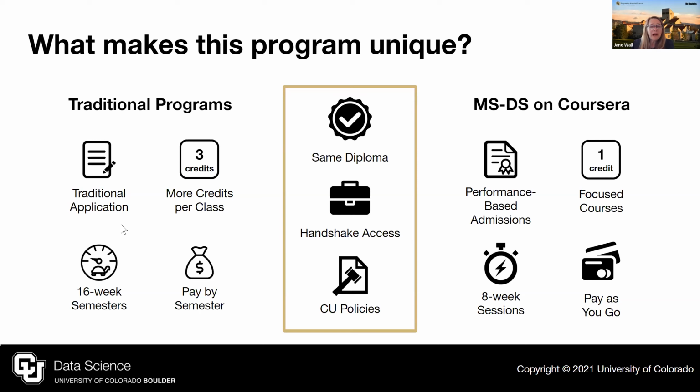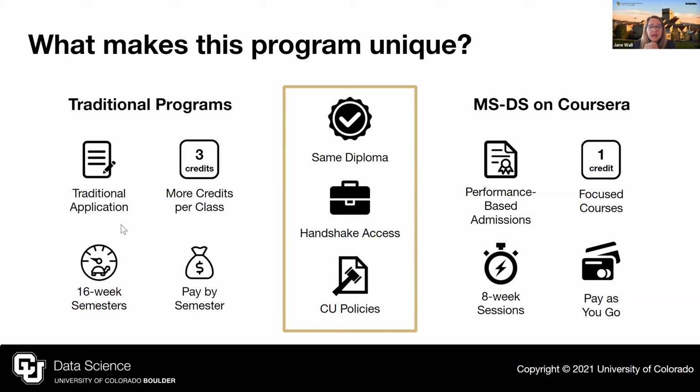In terms of CU policies, the CU Boulder Graduate School policies apply to the MS in Data Science on Coursera students too. These policies cover things like course repetition, grade replacements, academic standing, and so forth.